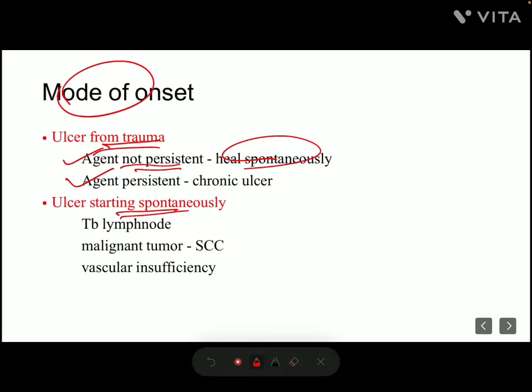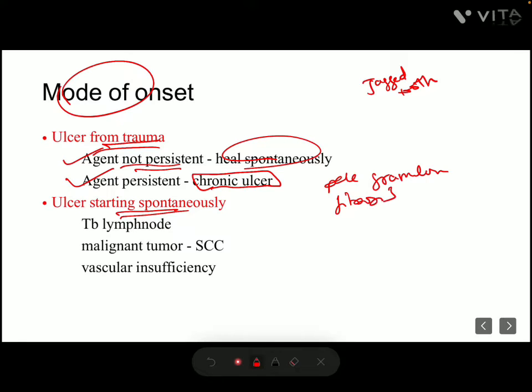But when the agent is persistent, like what happens when you have a jagged tooth, your tongue is going to get traumatized again and again. That basically can cause a chronic ulcer. Now, how do you know which ulcer is chronic and which is acute? In case of a chronic ulcer, you will see pale granulomatous tissue, and you will see a lot of fibrosis. So this will indicate to you that the ulcer is a chronic one.